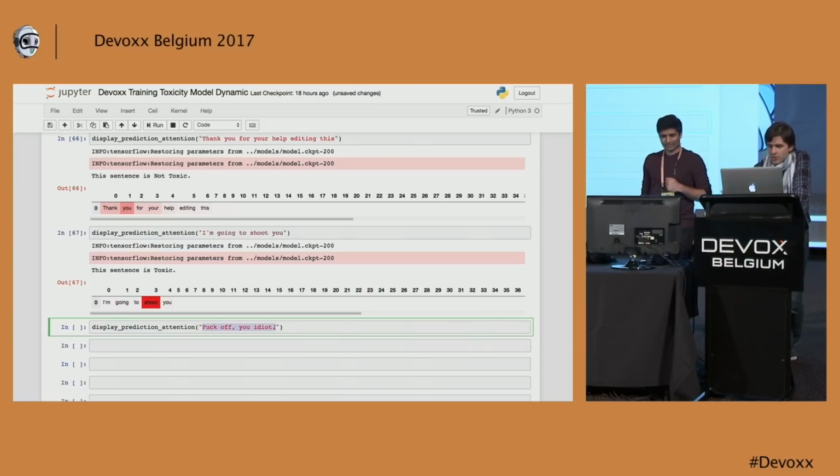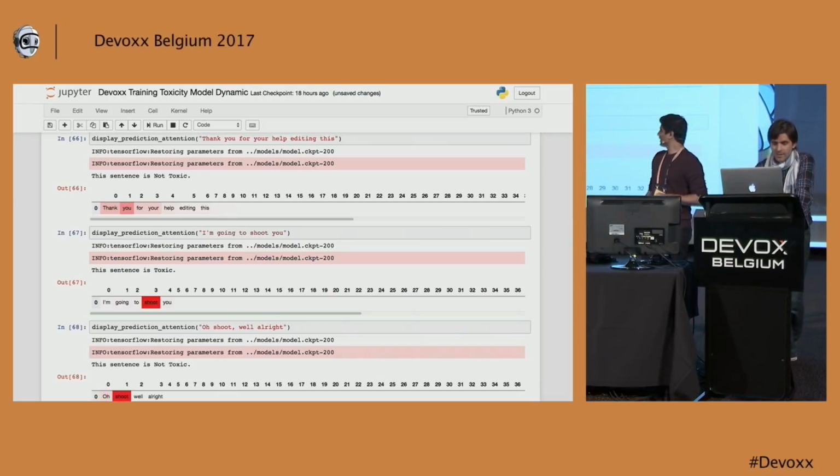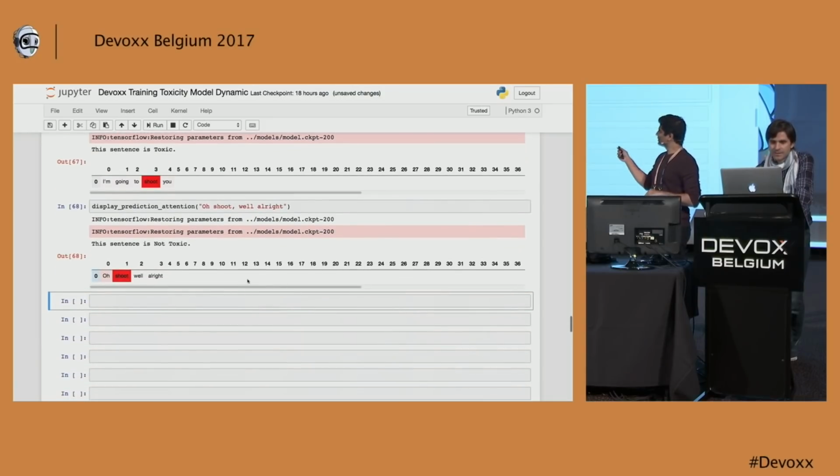So maybe it's just detecting "shoot" as a curse word. Yeah, perhaps it is. Let's try another sentence with the word "shoot." Oh, shoot. Well, all right. Okay. And that is not toxic. Yeah, it's still paying attention to the word "shoot," but here it doesn't think it's toxic anymore.